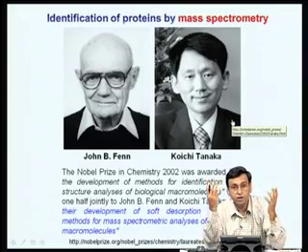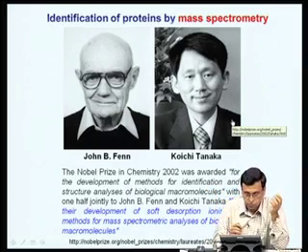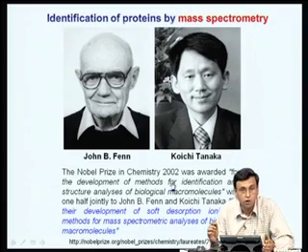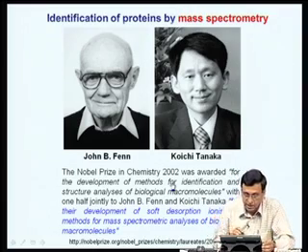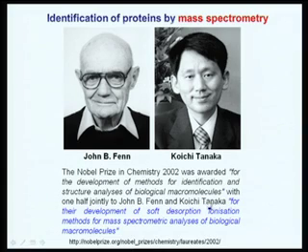So, mass spectrometry became such a powerful tool that the people who actually developed these techniques, John Fenn and Koichi Tanaka, were awarded the Nobel Prize in the year 2002. The citation states that the Nobel Prize in Chemistry 2002 was awarded for the development of methods for identification and structural analysis of biological macromolecules, one half jointly given to John Fenn and Koichi Tanaka for their development of soft desorption ionization methods for mass spectrometric analysis of biological macromolecules.